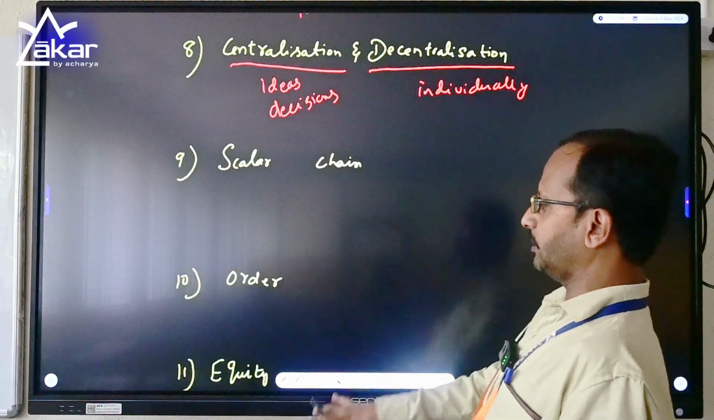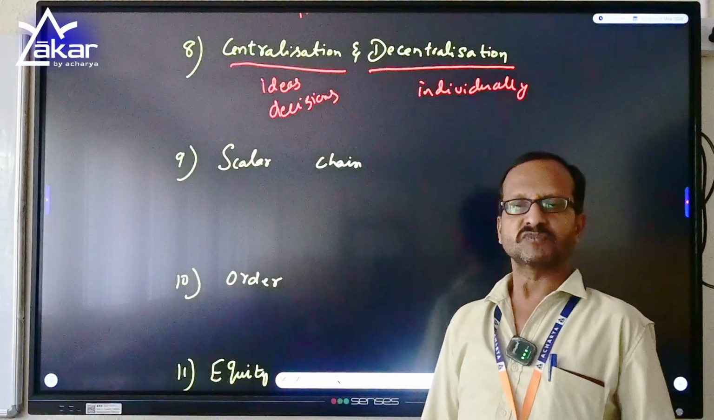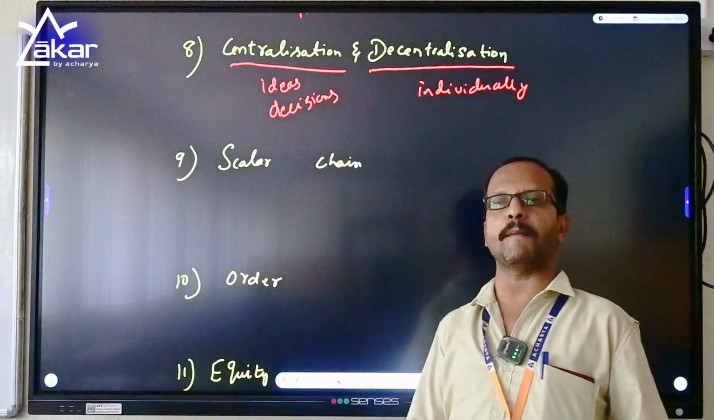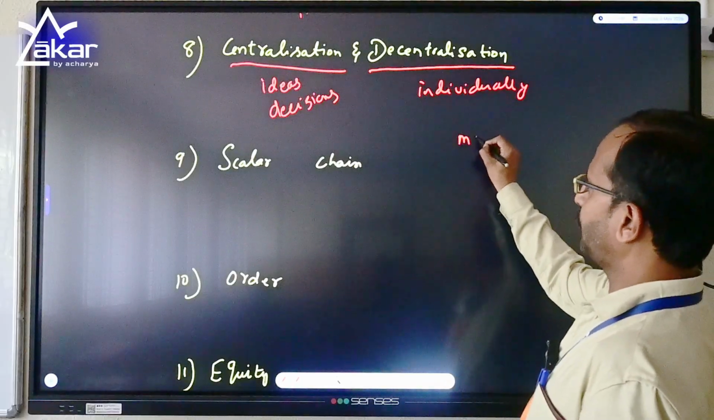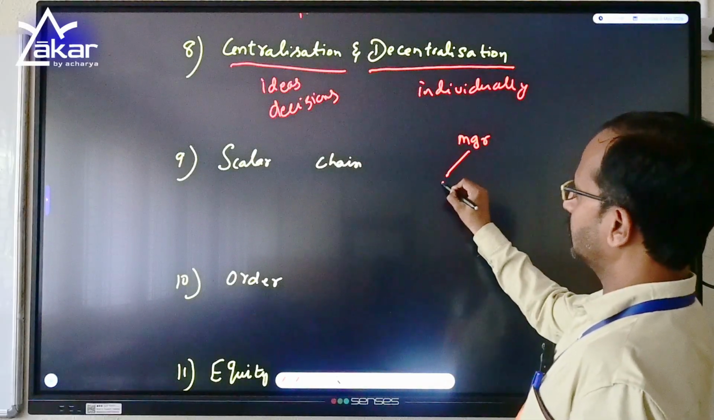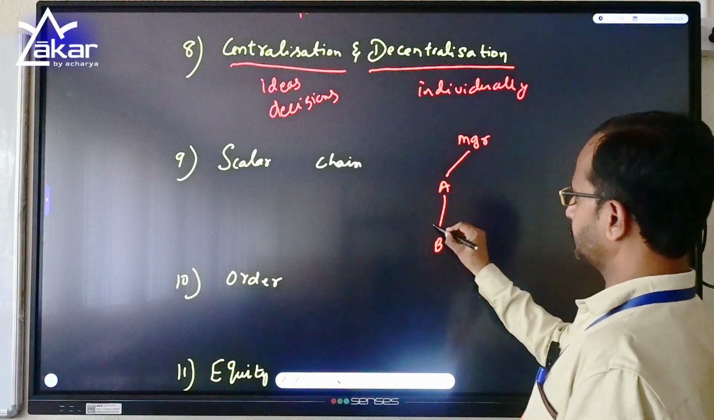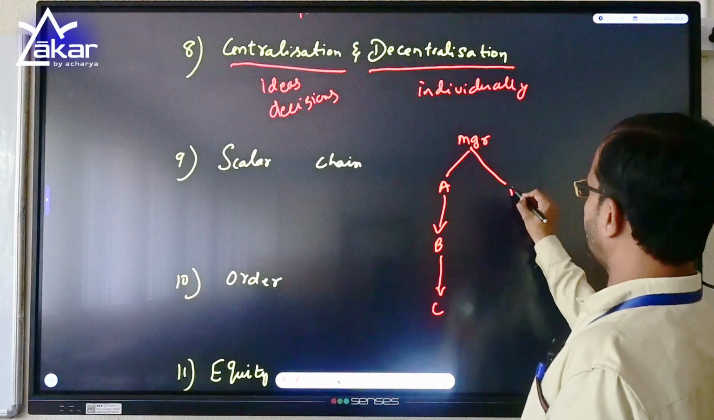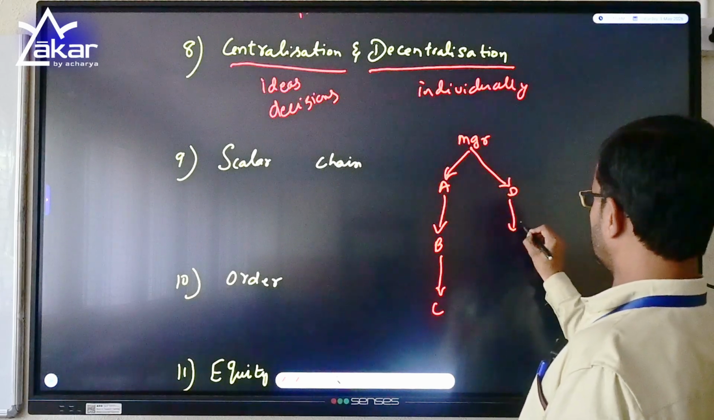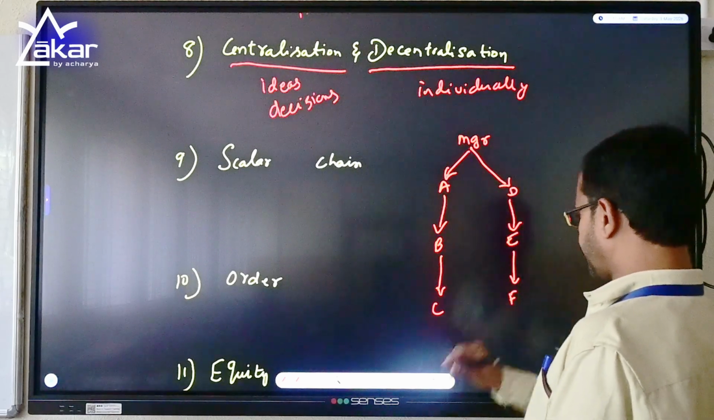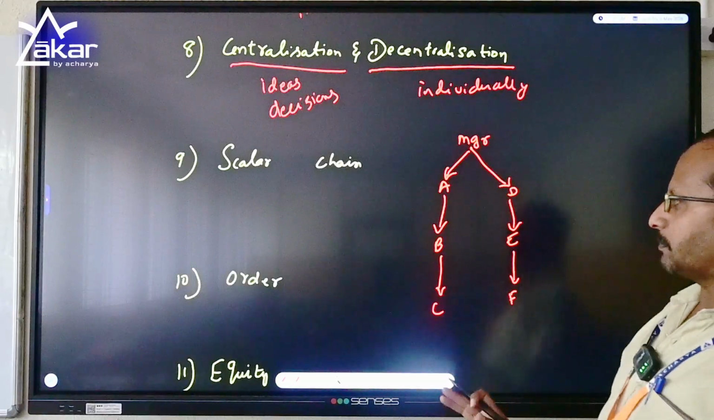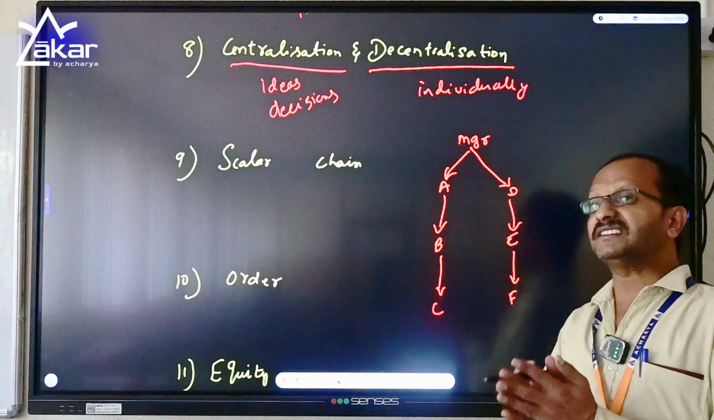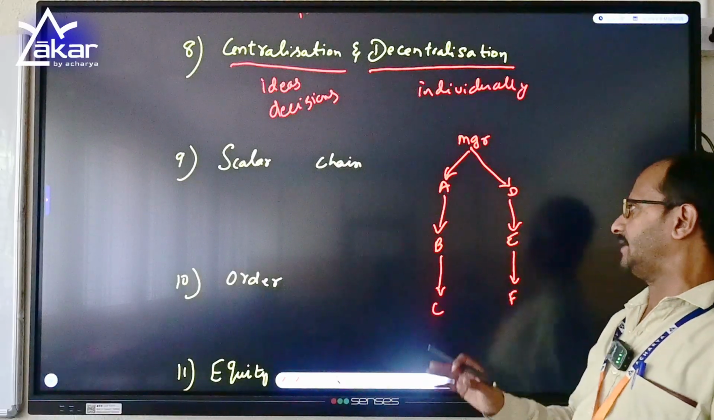Scalar chain, very important. The work has to flow in such a way that there is no interference between the employees. For example, if a manager of a department has 6 employees, namely A, B, C, D, E, F, then he will split the work into two groups, A, B, C and D, E, F.